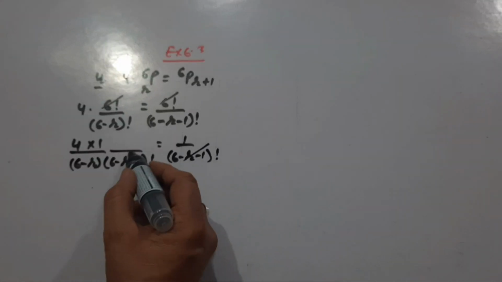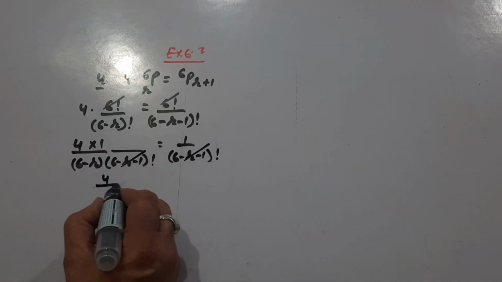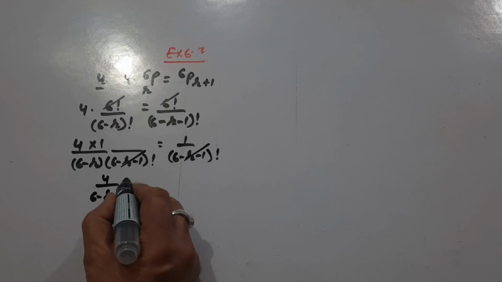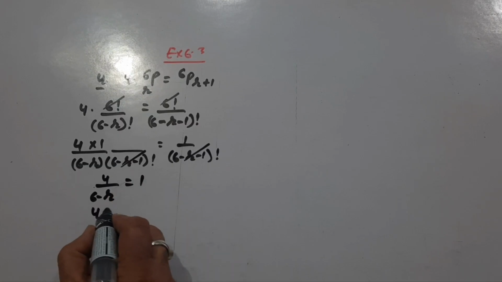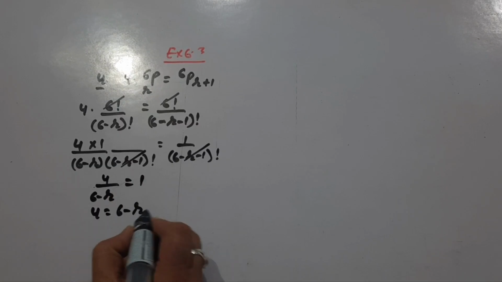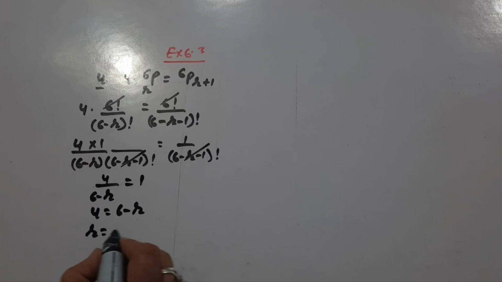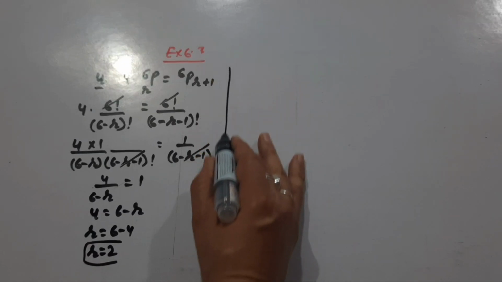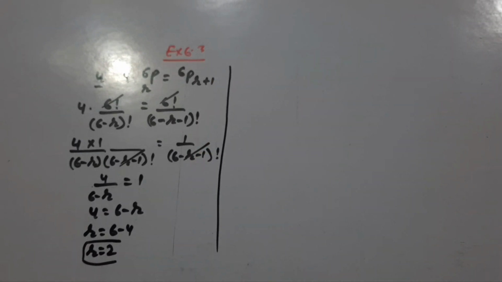Now cancelling these two, we get 4 upon 6 minus r equal to 1, so 4 equal to 6 minus r, so r equal to 6 minus 4. So students, r is equal to 2. Very simple question students, r equal to 2.